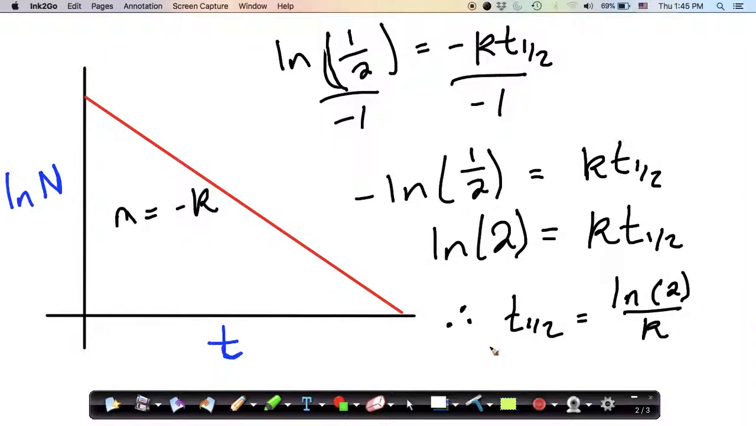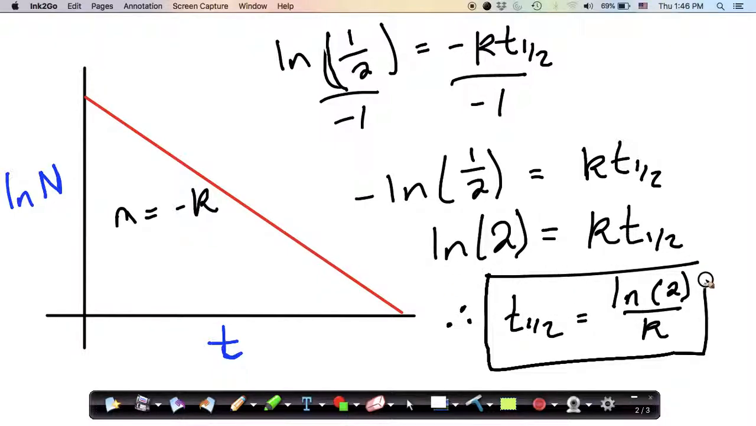And this is an equation that we'll use frequently in chemistry class with half-life calculations as well. And now you see where it comes from. If we plot the natural log of the number of radioactive nuclei versus time, and then analyze the slope-intercept form of that equation, plugging in t1 half for t and 1 half for the ratio of n to n naught, we can derive this equation for half-life where t1 half equals the natural log of 2 over k.